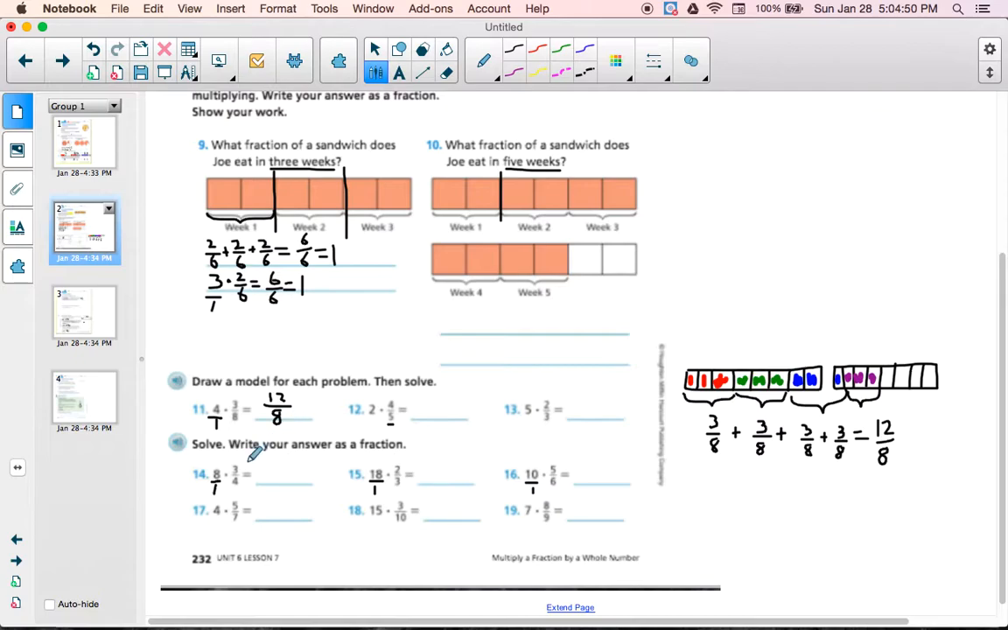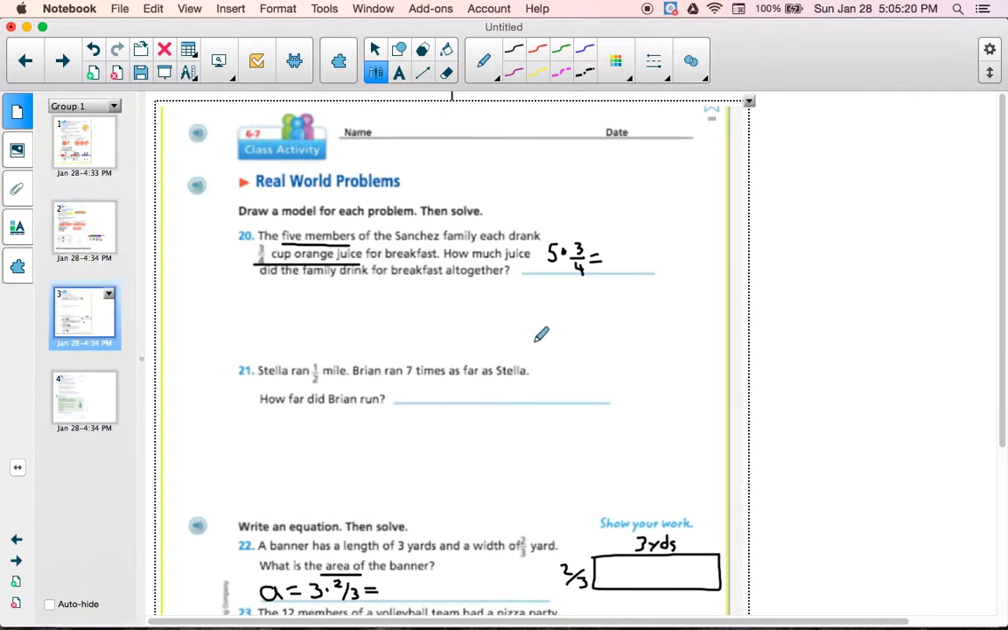All right? And then down here, we don't have to draw models, we just solve it. So 8 times 3/4, you're making 8 groups of 3/4. 8 times 3 is 24/4. Why? 8 times 3 is 24. The denominator stays the same. Okay? So this one you don't have to do a model, just multiply it out. And here are some word problems.